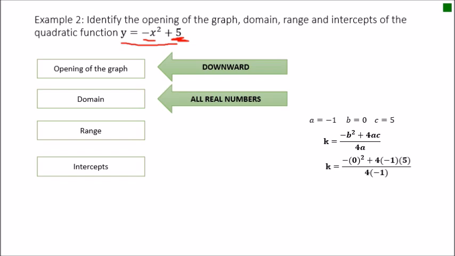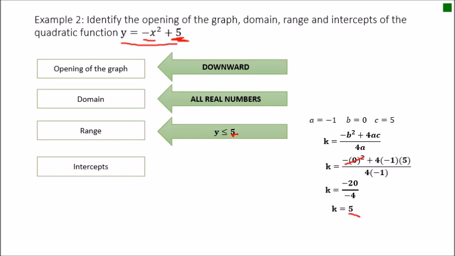Just substitute, then compute. Automatically, since b is 0, you cancel that. 4 times negative 1 times 5 is negative 20. 4 times negative 1 is negative 4, times 5, negative 20. 4 times negative 1 is negative 4. Then just divide. Negative 20 divided by 4, we have 5. The value of k is 5. Since k is 5 and the opening of our parabola is downward, therefore, our range is y is less than or equal to positive 5. This 5 goes here. Okay?